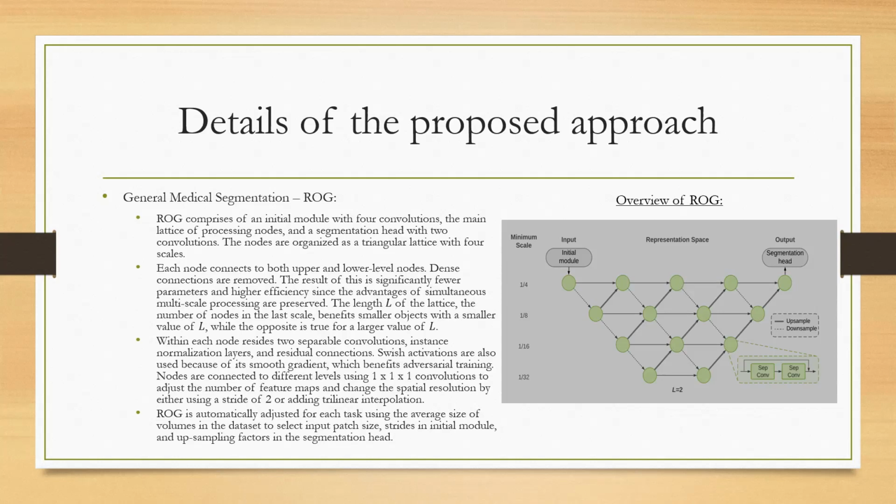The authors also state that they change the spatial resolution by either using a stride of 2 or adding a method called trilinear interpolation, which is a method to approximate the value of an intermediate point in a 3D grid by values of adjacent lattice points. We'll actually come back to this later. ROG automatically adjusts to each task by using the average size of the volumes in the dataset to select the input patch size, as well as the strides in the initial module and the upsampling factors in the segmentation head.